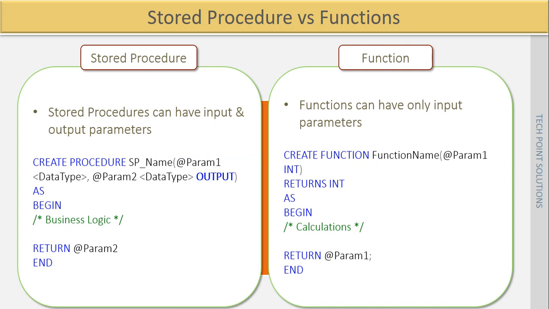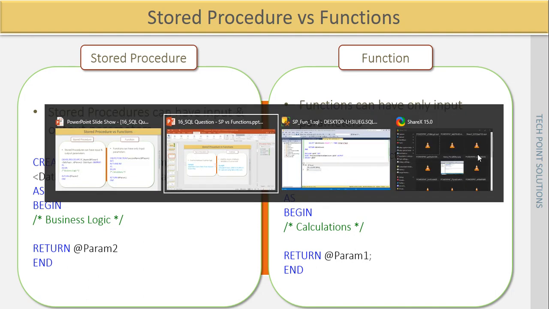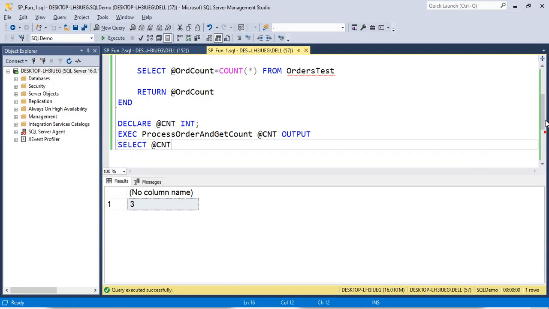Now, suppose we have some business logic implementation, and after business logic we want to get some count of orders or from particular table. So at that time we can use a store procedure parameter with output. Let me show an example.